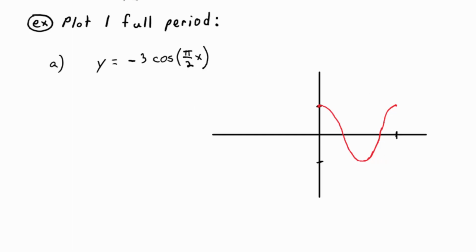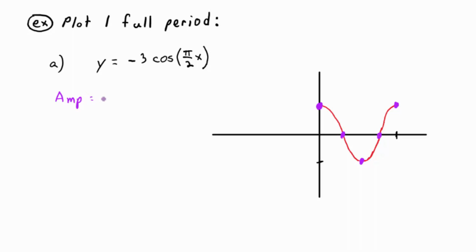Now, before we fill in, we're essentially plotting these 5 points, right? This high point, this x-intercept, this low point, this other x-intercept, and this other high point. But to figure out what those values are, we need both the amplitude and the period, don't we? So what's the amplitude of this thing?